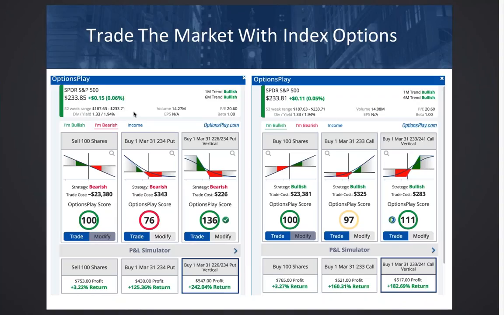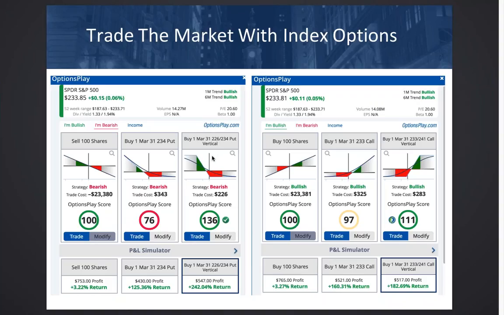Now, on the left is the Options Play suggested strategies if you're bearish. So they're assuming a 4% decline by March 31st, and their recommended strategy, if you are that bearish, is the 234, 226 put vertical spread. Much higher probability than buying the put outright, better risk-reward ratio. I would encourage you to stay on the long side, but a lot of people want to protect their portfolios, and a put spread like this is a nice way to protect yourself, in this case, against a 4% decline in the market.